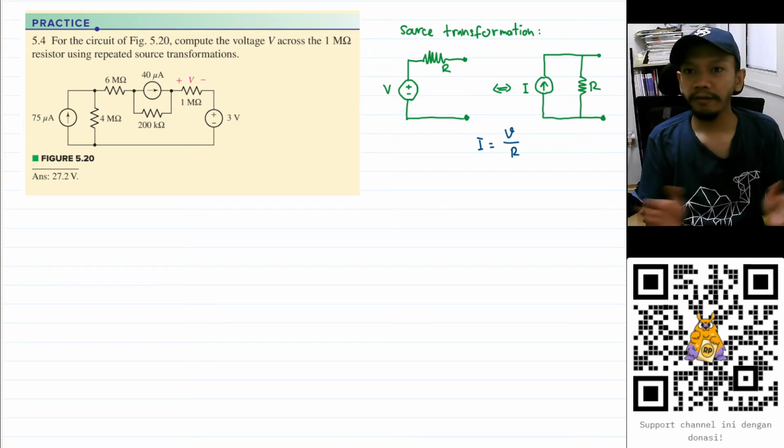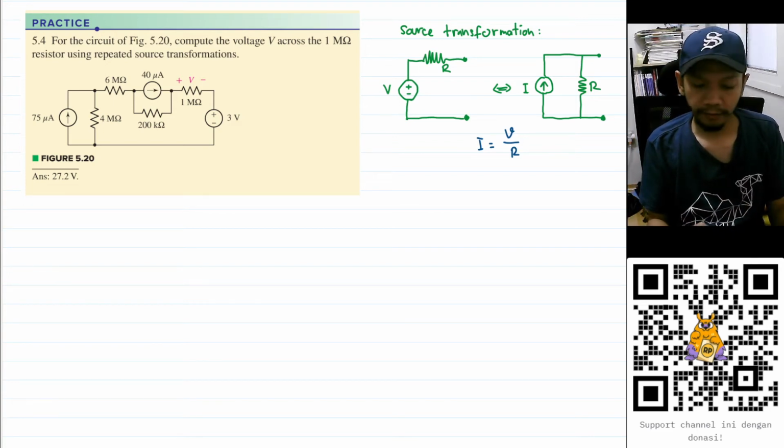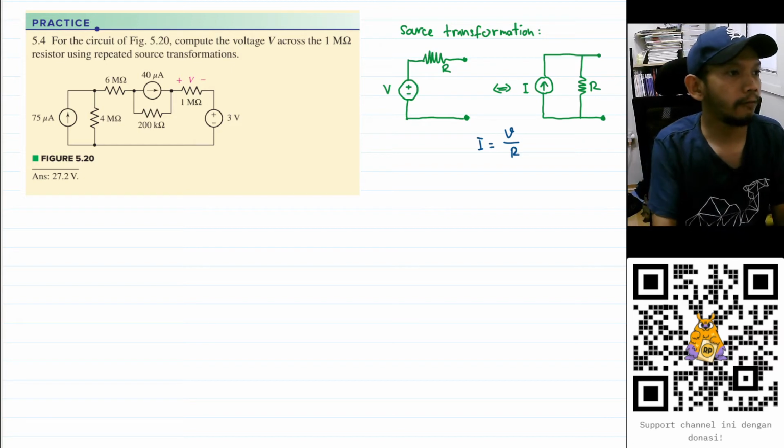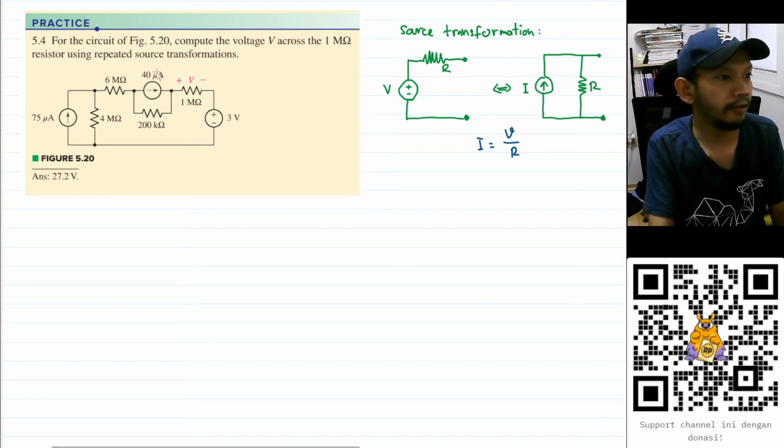Hello, my name is Ardi and we are going to solve practice problem 5.4 from Hayt's book. And the question is to find this V here using repeated source transformation.